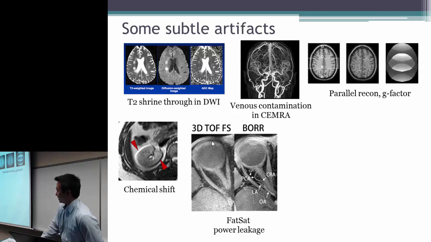So that means that the fat saturation pulse we use here actually has a very strong power leakage into the water signal, so that it basically also saturates the water signals in here, so that we do not see any of those vessels.